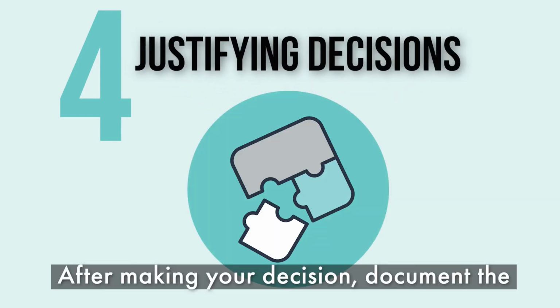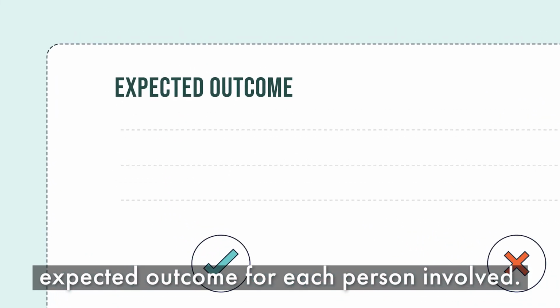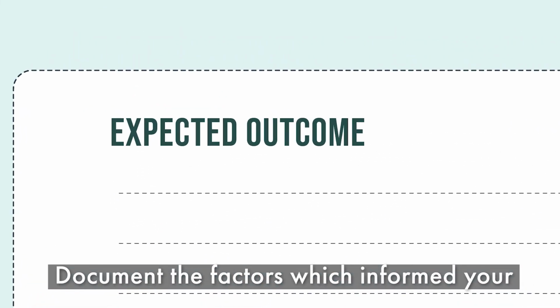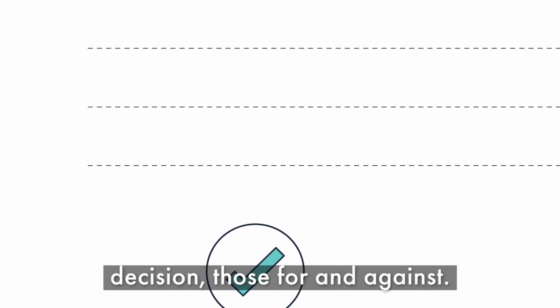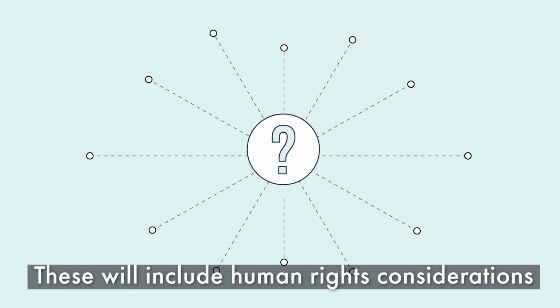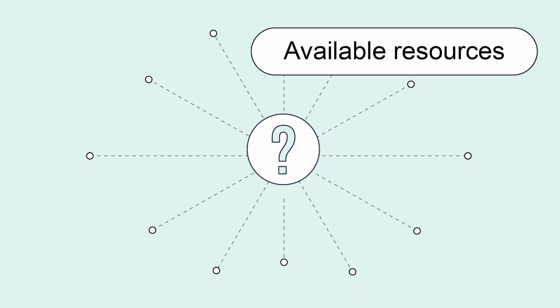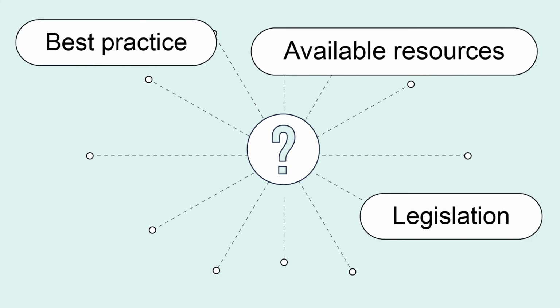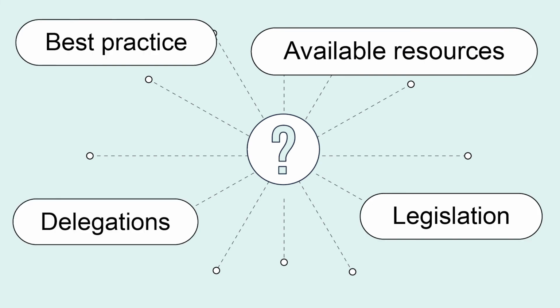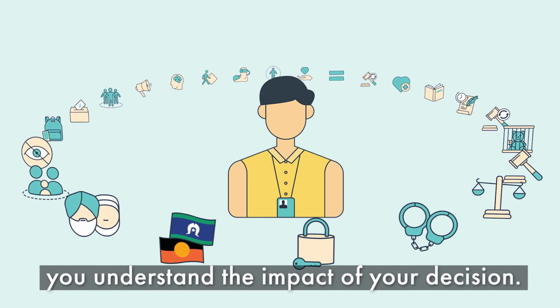Step 4 involves justifying your decision. After making your decision, document the expected outcome for each person involved. Document the factors which informed your decision, those for and against. These will include human rights consideration, but also things like available resources, other legislation, best practice, or any delegations. This means you're being transparent and shows you understand the impact of your decision.